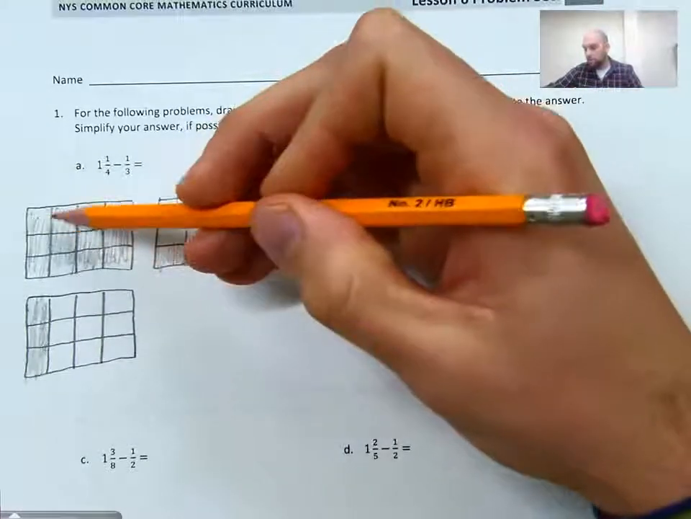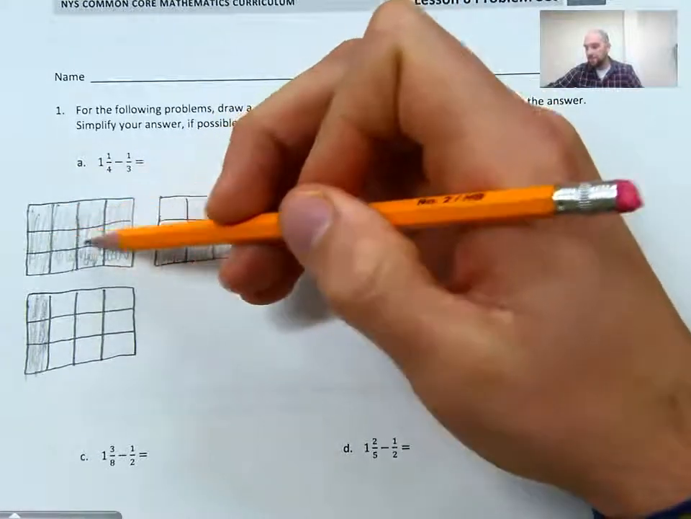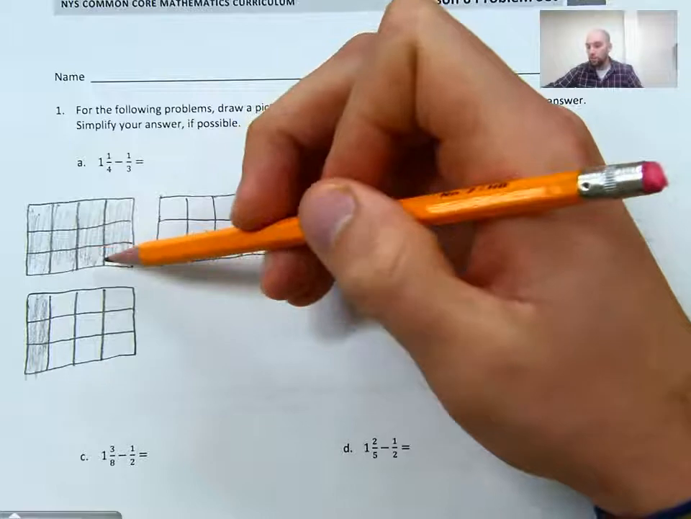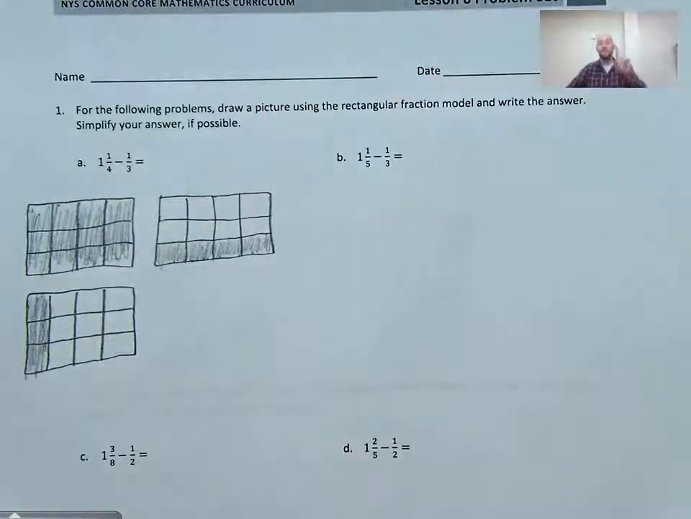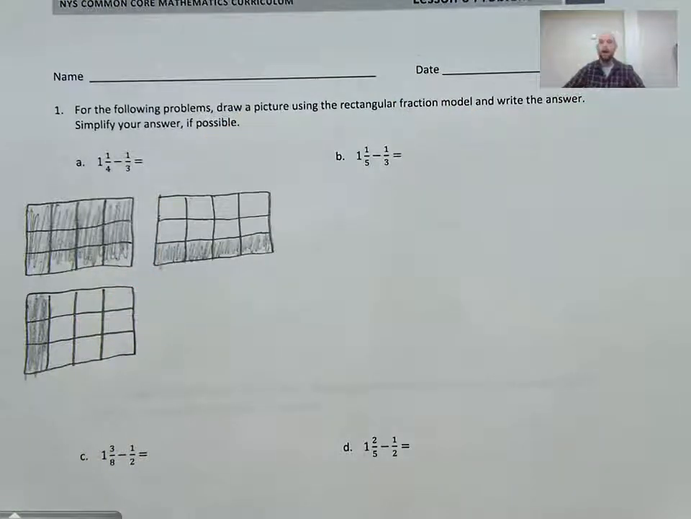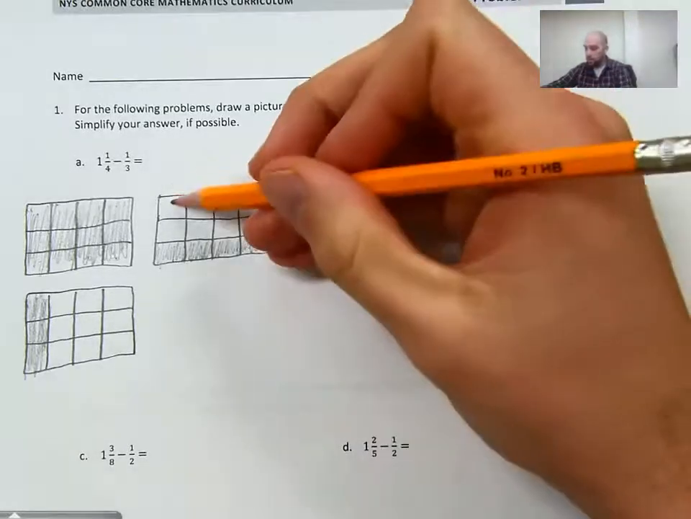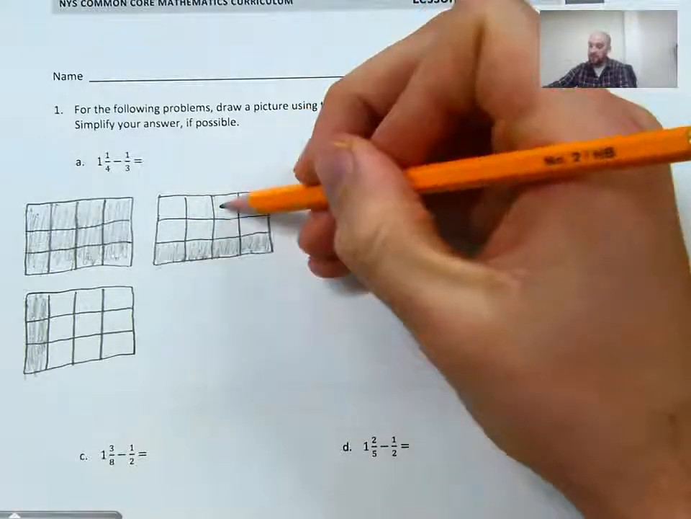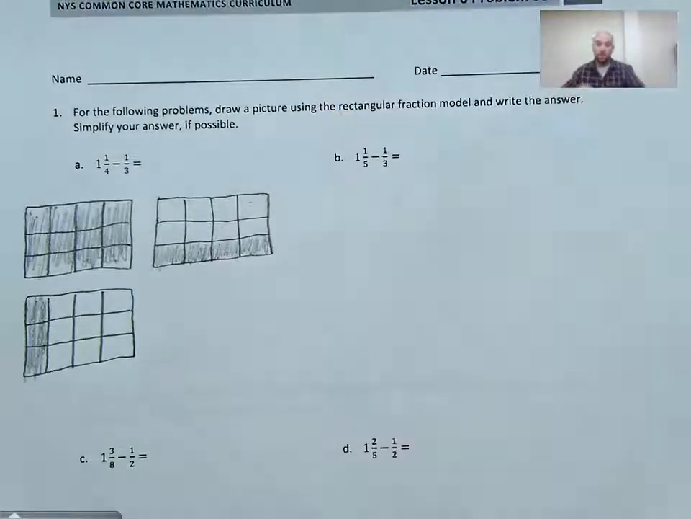And I have 1, 2, 3, 4, 5, 6, 7, 8, 9, 10, 11, 12. 12 total pieces in one whole. I stopped counting there. I'm not going to start to count this rectangle. I don't need that. I just need to figure out how many pieces there are in one whole. So I have twelfths here.